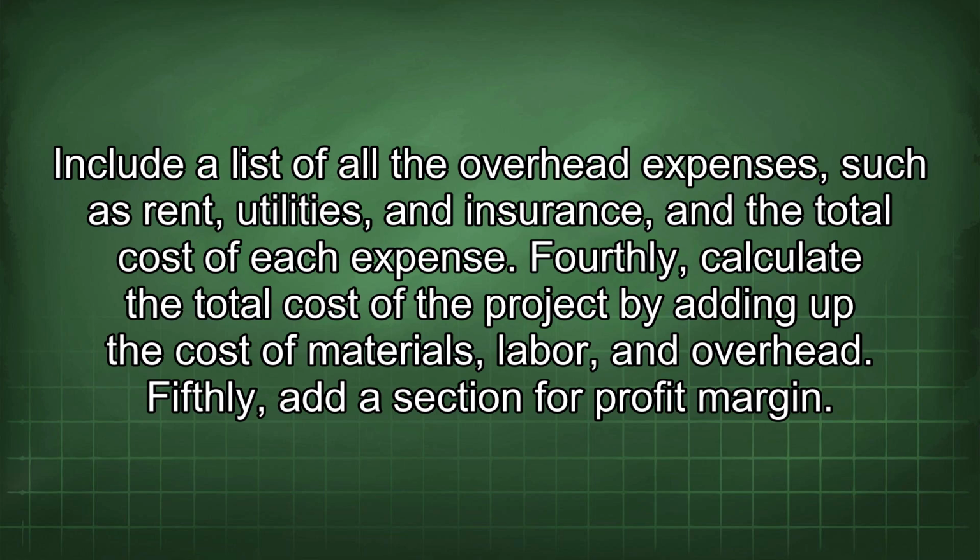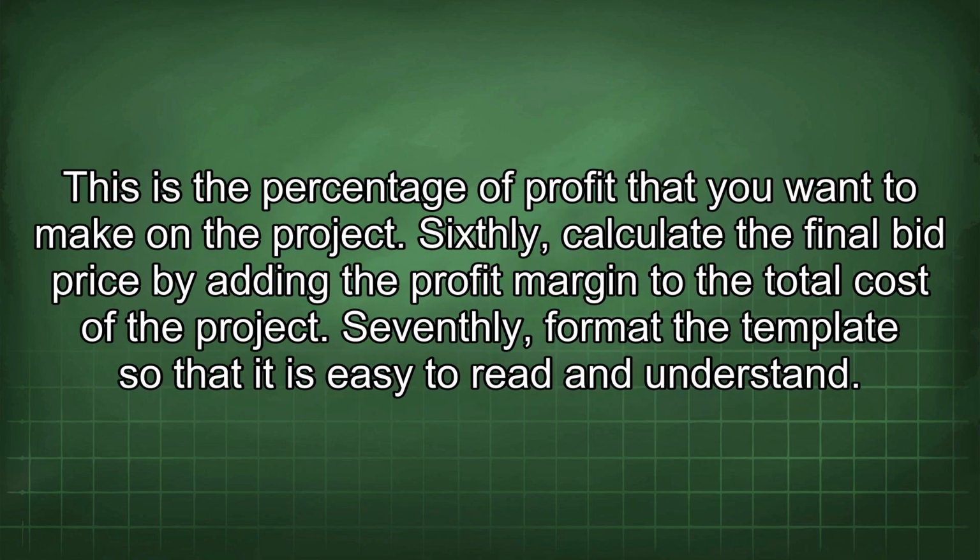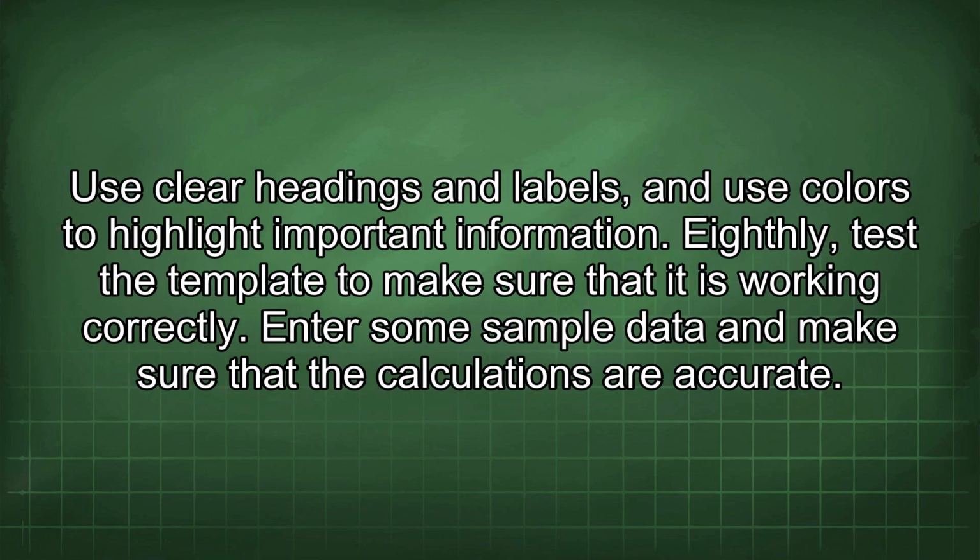Fifthly, add a section for profit margin. This is the percentage of profit that you want to make on the project. Sixthly, calculate the final bid price by adding the profit margin to the total cost of the project. Seventhly, format the template so that it is easy to read and understand. Use clear headings and labels, and use colors to highlight important information.